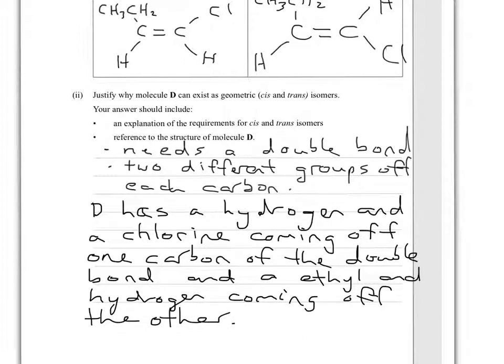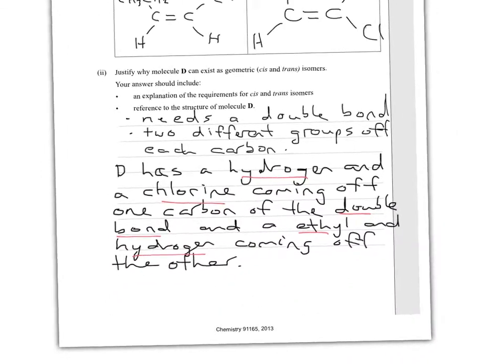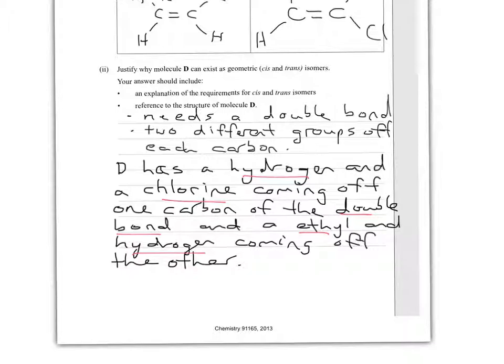Okay, pretty straightforward. Needs a double bond, two different groups off each carbon. We've referenced it here by saying it's got the hydrogen and the chlorine coming off one carbon, included to say it's got a double bond, and ethyl and hydrogen off the other. I could go on and say that because of this, the hydrogens can be across from each other or trans, or on the same side of the double bond and be cis. That might make this a fuller answer, but I'll just keep going and I'll come back if I need to say that, if I have time.